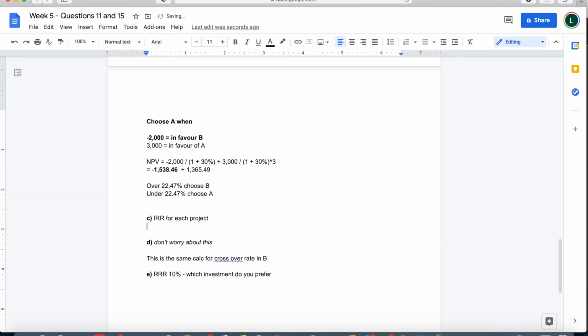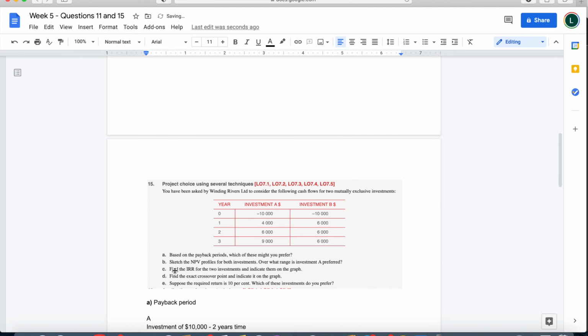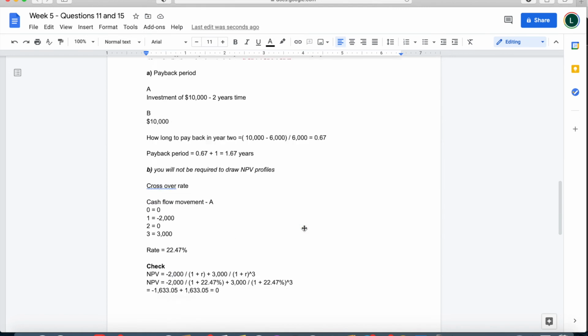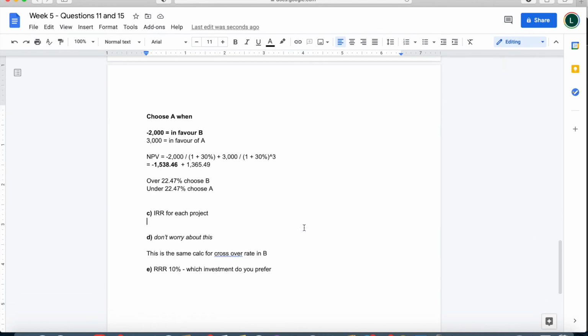Now, question number C, let's scroll up. Find the IRR, internal rate of return, for the two investments and indicate them on the graph. Obviously, we're not going to do the graph portion, but we're going to calculate the IRR for the two investments. This is just super IRR calculations for A and B. What I'm going to do is flip it to the financial calculator now, because there's no need to do it manually. We just do it on our calculator, and I'll show you how to do it now.